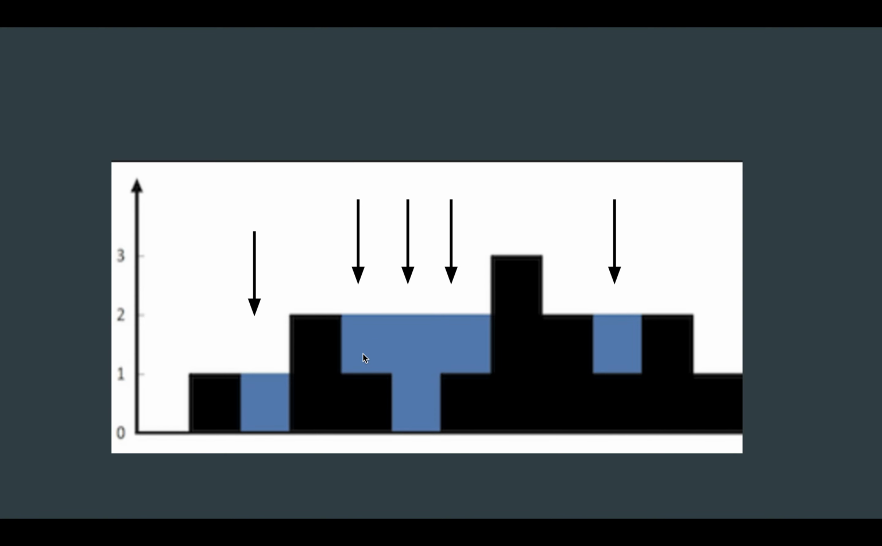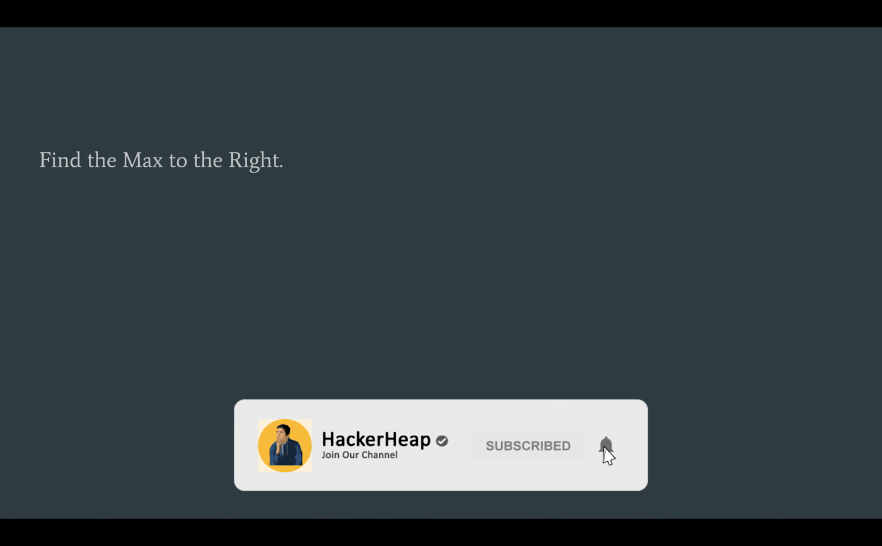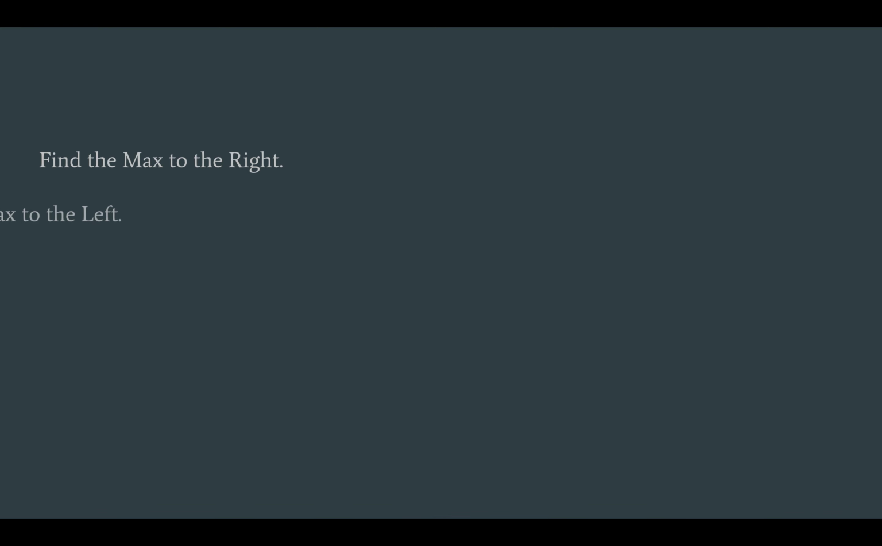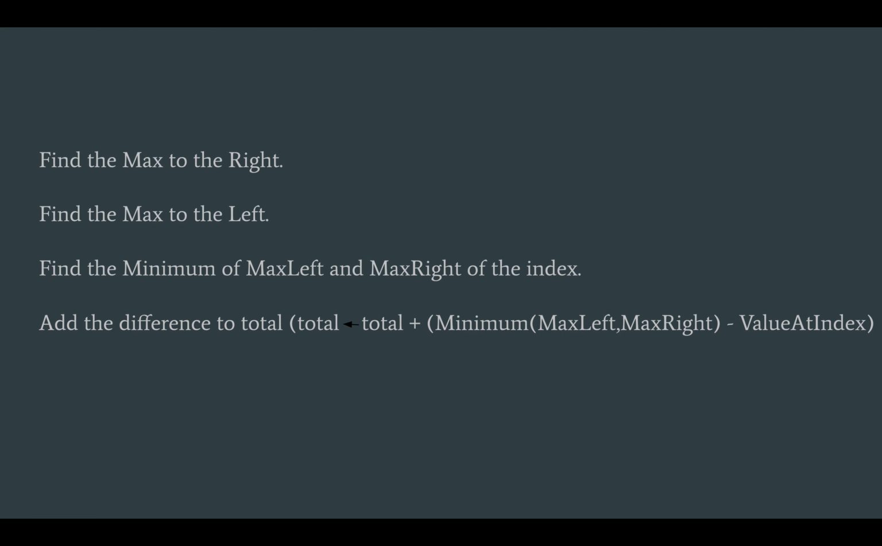So what we need to do is find the maximum height on the right side of the index and the maximum height on the left side of the index, find the minimum of the two values, and subtract the existing value from it. The operations we need to perform are: find the max to the right of the current index, find the max to the left of the current index, find the minimum of max left and max right, subtract the existing value from it, and add the difference to the total.